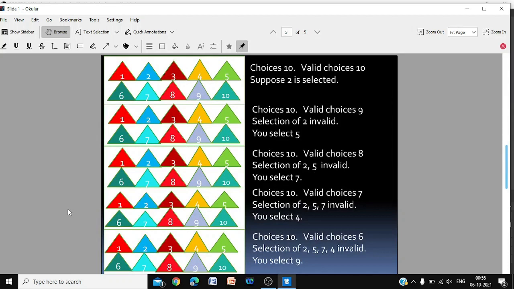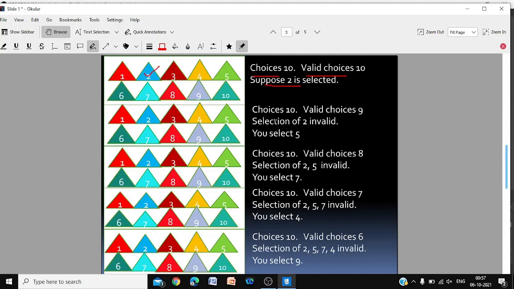Now let us see how it works. From the first bag, this is bag number 1. In bag number 1, you have 10 choices, means you can select any one chocolate, and all the choices will be valid. In case you don't want to repeat, the repetition is from the second bag. So the first bag, you have 10 choices, and all the 10 choices are valid. Now suppose you select chocolate number 2.